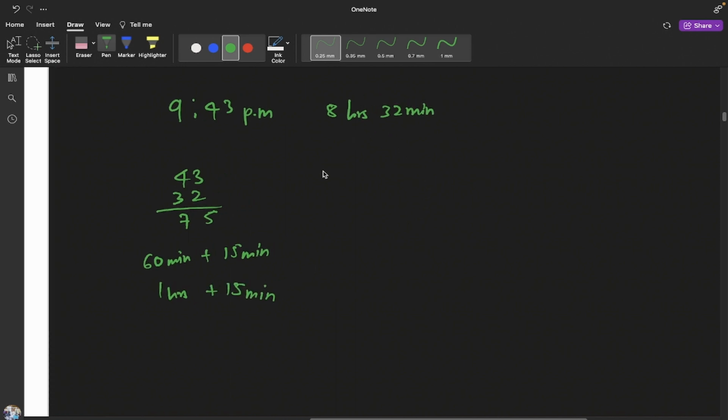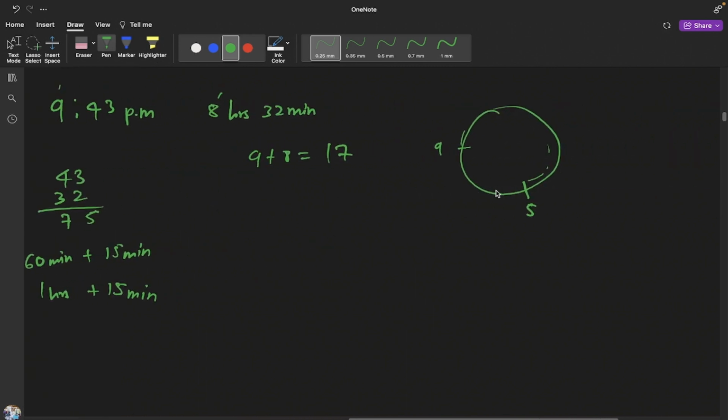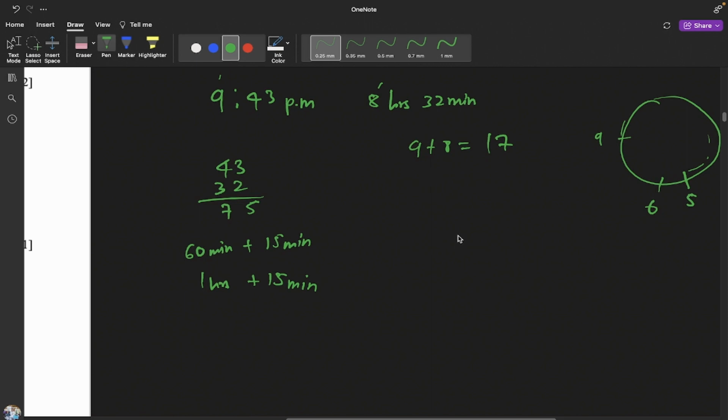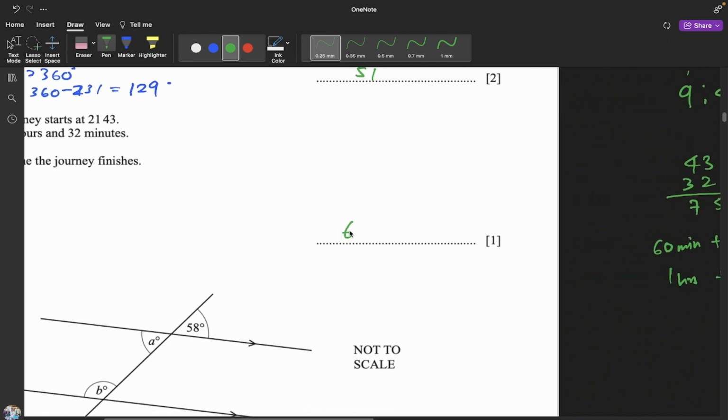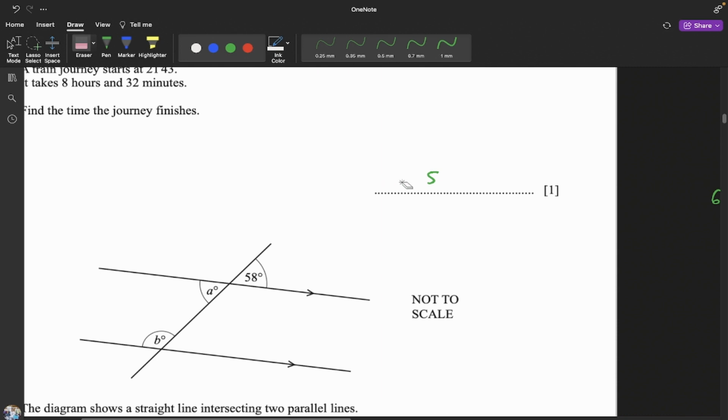Now add the hours. 9 plus 8 equals 17. In the 24-hour clock, 17 means 5 p.m. Additionally, there is 1 hour more, so it goes to 6. So the time is 6:15 a.m. When writing the 24-hour clock, we don't put the colon mark, so it's 0615. You keep a small space here.